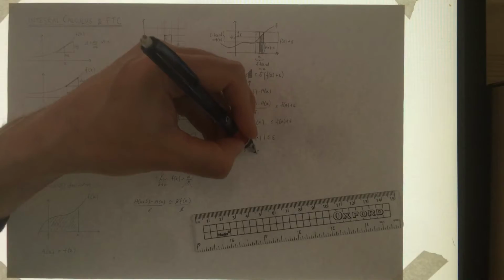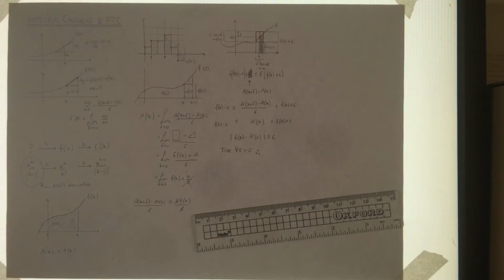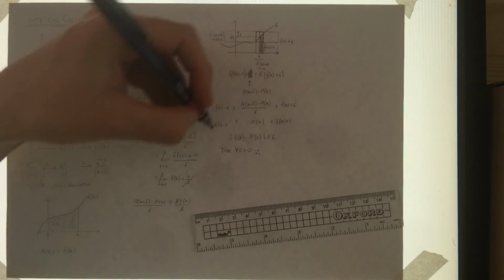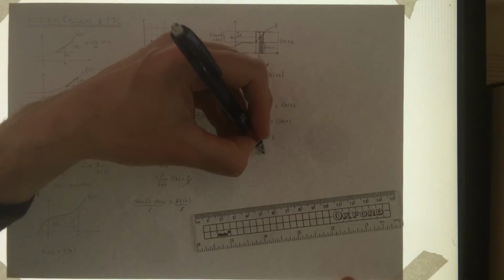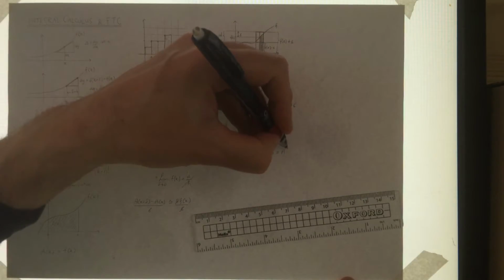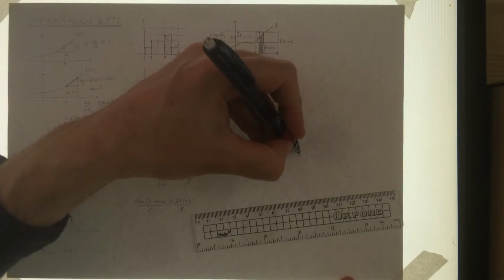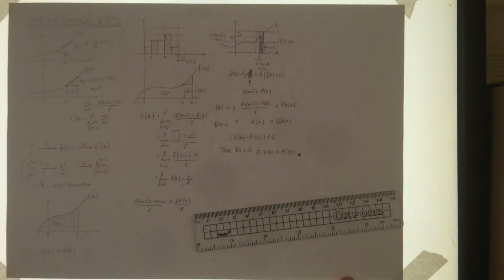Therefore, these two things must be equal because the distance between them is smaller than any positive number. So f of x is equal to a dash of x. Done. And that is the fundamental theorem of calculus.